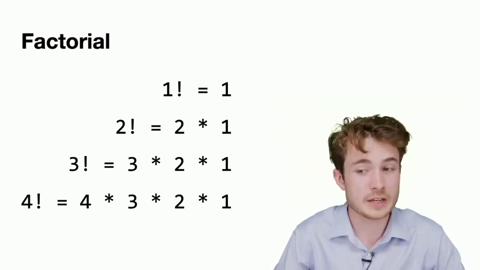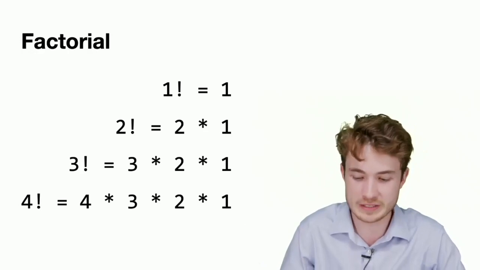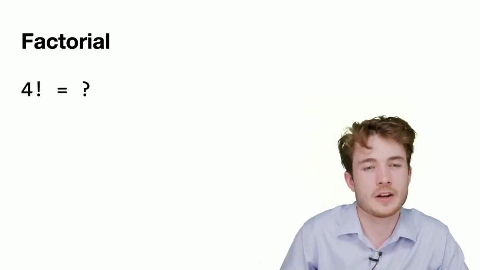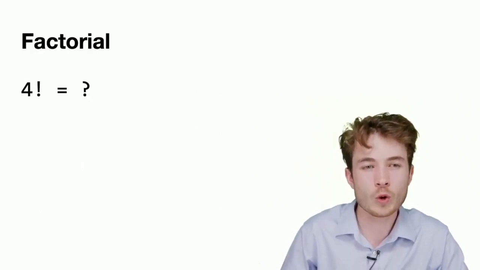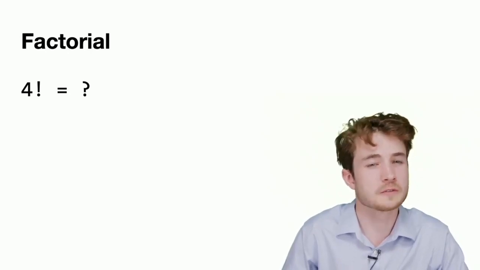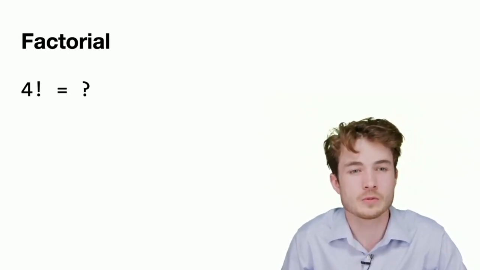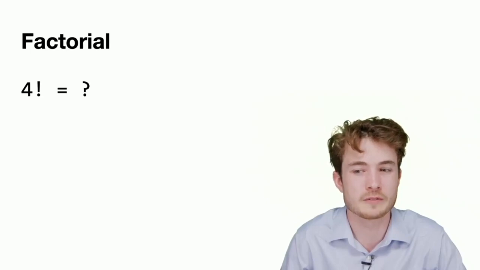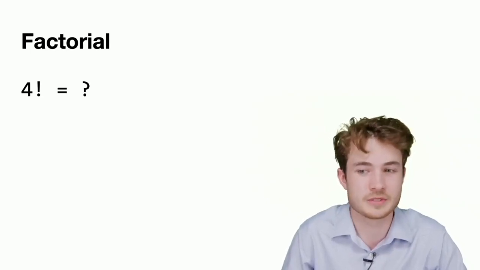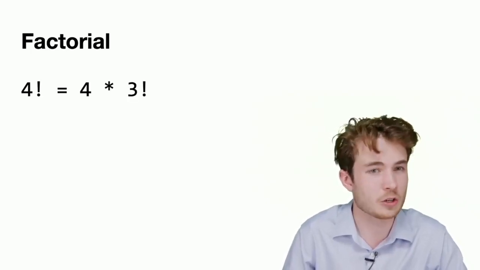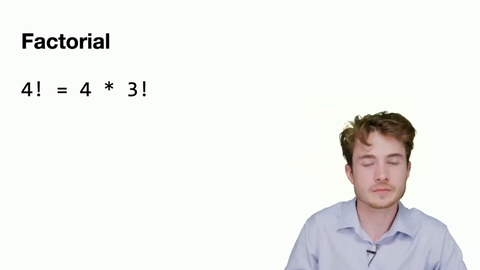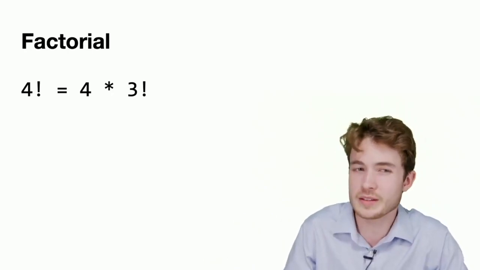So let's look at it from a recursive standpoint. Let's go ahead and say we want to find 4 factorial. Well, what is 4 factorial? Well, it's 4 times what? What's a smaller problem within 4 factorial? 4 times 3 factorial, I'm seeing in the chat. So 4 factorial is just 4 times 3 factorial. But what then is 3 factorial?